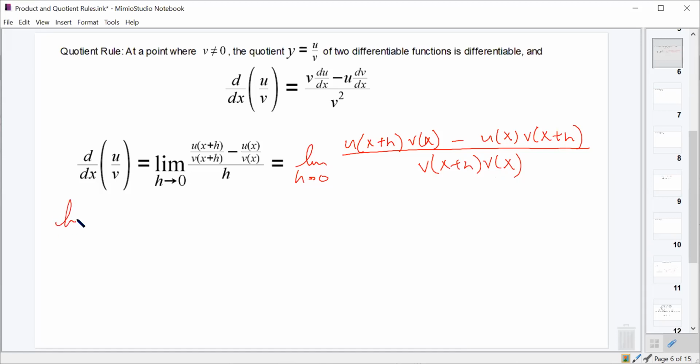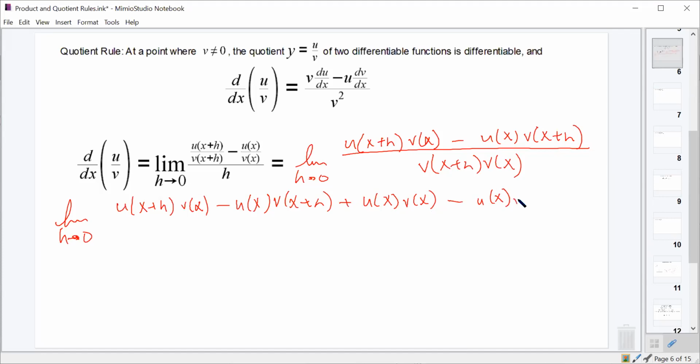No ideas? All right, I'll tell you. We're going to add in a second here, once I get to the end of writing what we've already got. We're going to add in a plus u of x v of x, and we're going to subtract a u of x v of x. And that ought to not change the nature of this, right? Because we've added and subtracted the exact same thing.